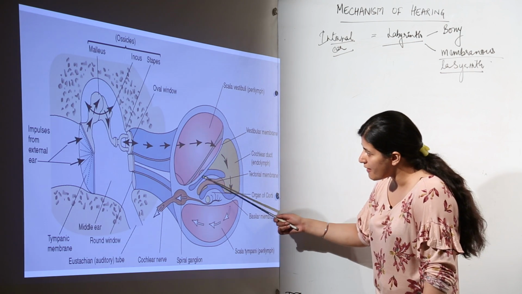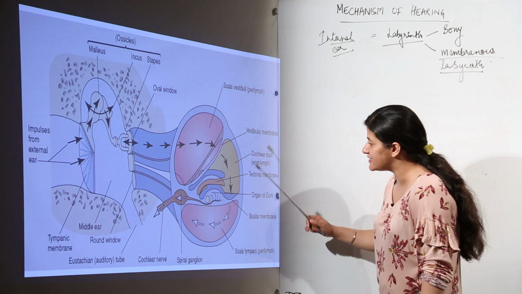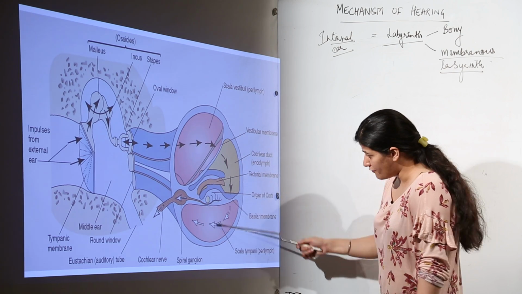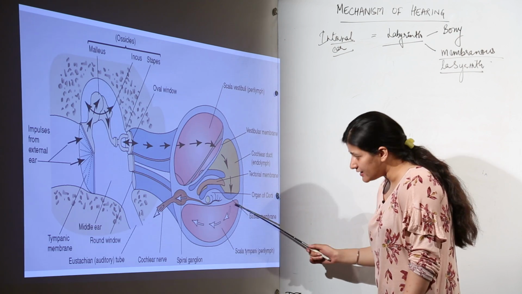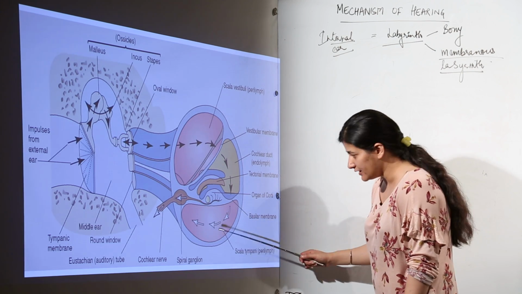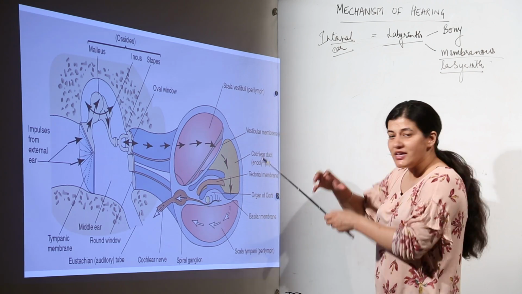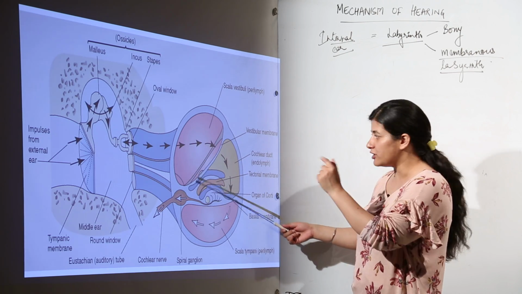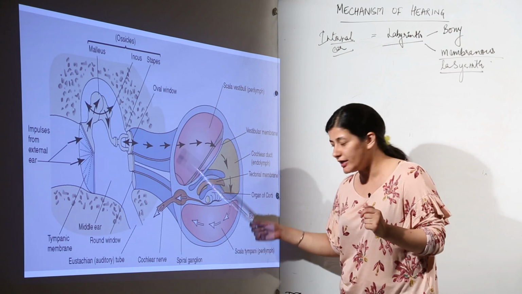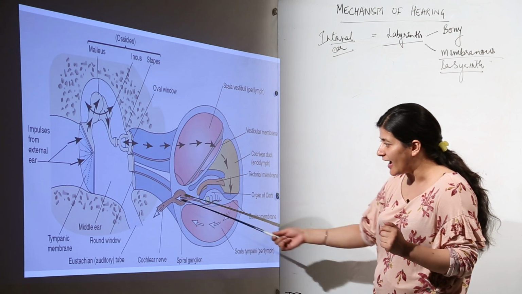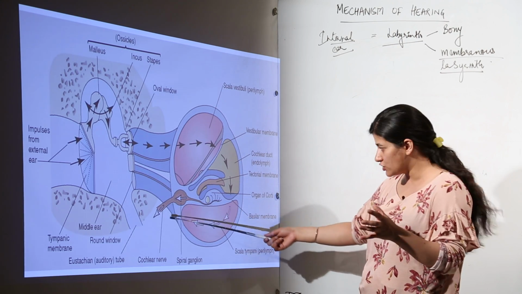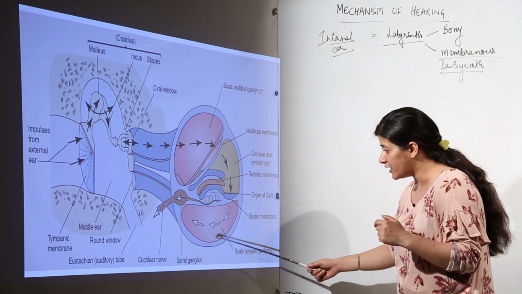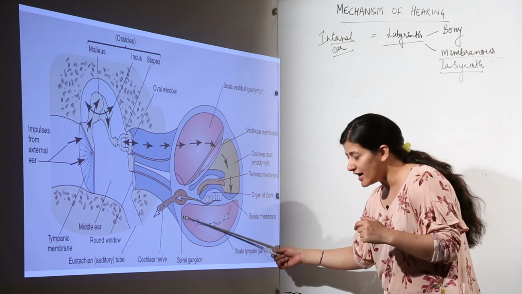This vestibular membrane is responsible for separating this part of the ear, and this basilar membrane is responsible for separating this part. Now what happens is, of these two parts, the one which is close to the vestibular part forms the scala vestibuli, and the lower one, which is close to the cochlear nerve and close to the round window of the cochlea, forms the scala tympani.